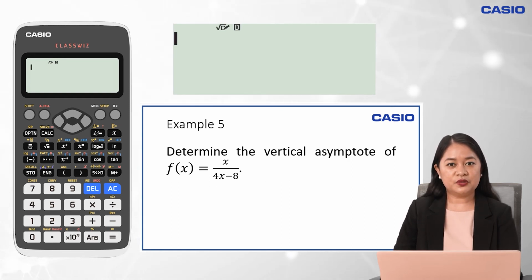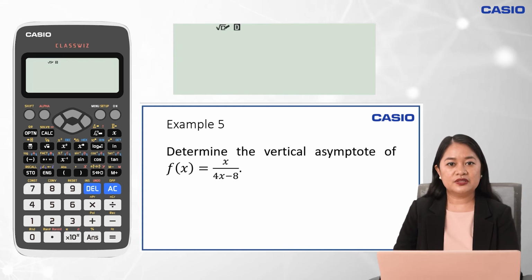The vertical asymptote of a rational function is the line x equals a, where a is any real number such that as x approaches a, either f of x approaches positive infinity or negative infinity. To identify the equation of the vertical asymptote of a rational function, we need to compute for the zeros of its denominator. So the process is the same as identifying its domain.